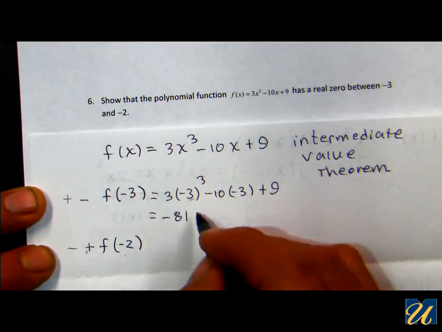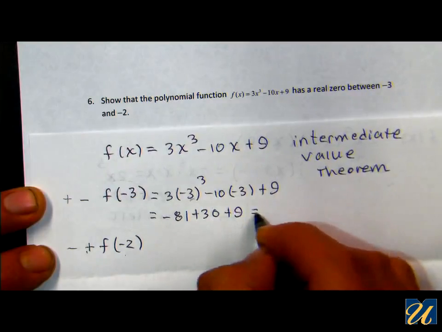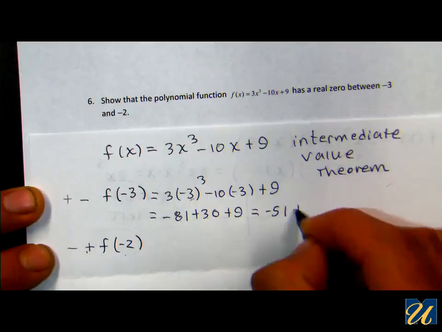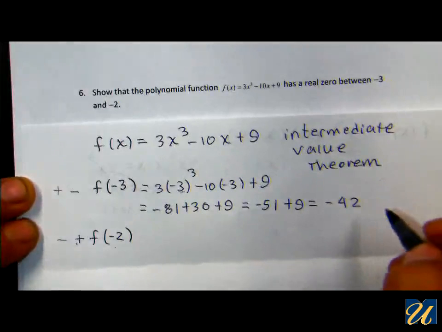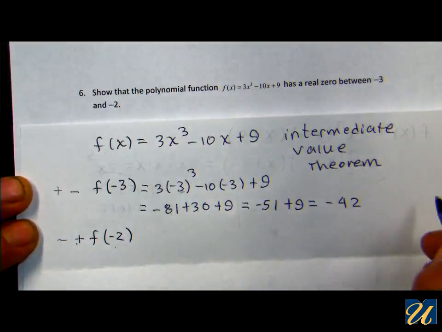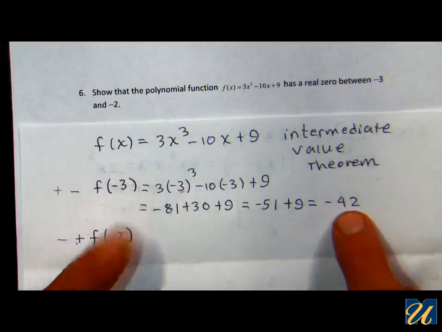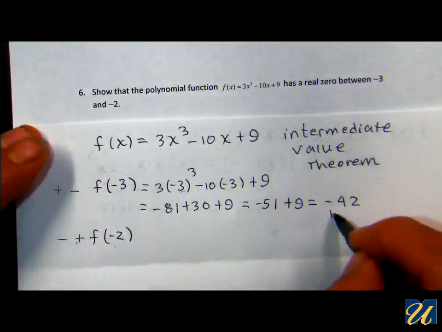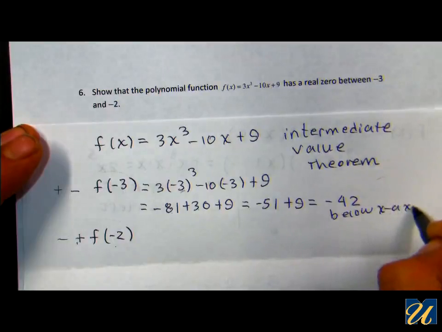Negative 10 times negative 3 is plus 30. Let's see, we'll add 9. Add that together, that's negative 51 plus 9, so negative 42. The actual numerical value here is not so important. We have actually plotted a point where x is negative 3 and y is negative 42. But the important thing is that this is a negative value, which means that we are below the x-axis.